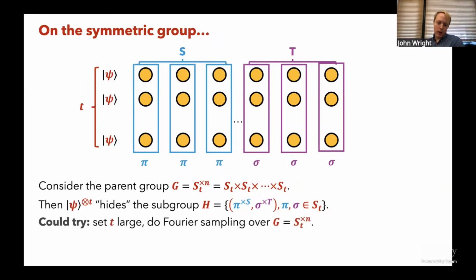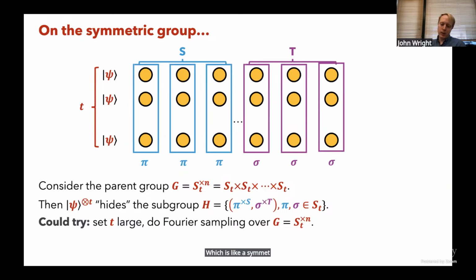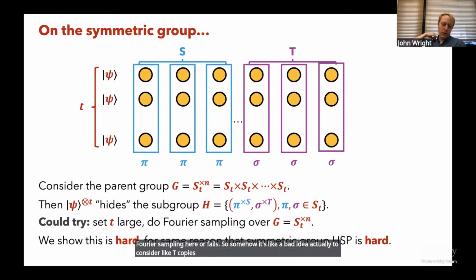Okay, so then you could try one thing, which is just to set T large and then do Fourier sampling over this group G, which is like the symmetric group times n times. But we wind up showing this is a bad idea. This is hard for the same reason that the symmetric group HSP normally is hard, and Fourier sampling there fails, it's known. Fourier sampling here fails. So somehow it's actually a bad idea to consider T copies of the state at once. It's much better just to do 2 copies of the state.